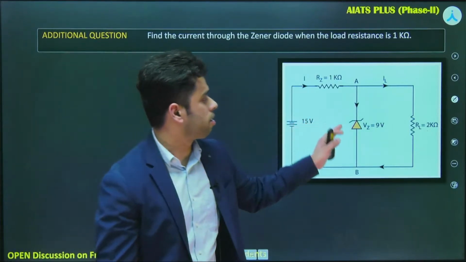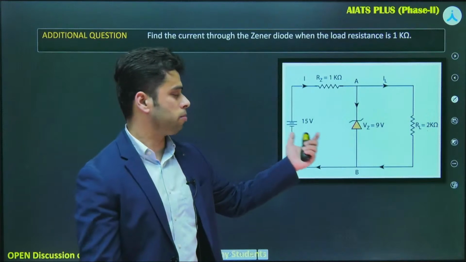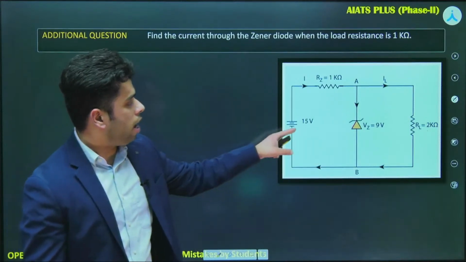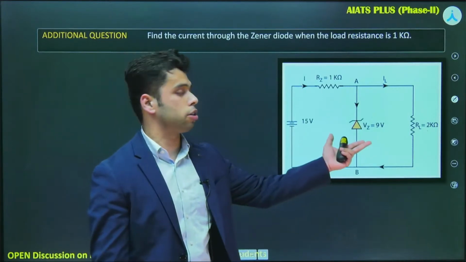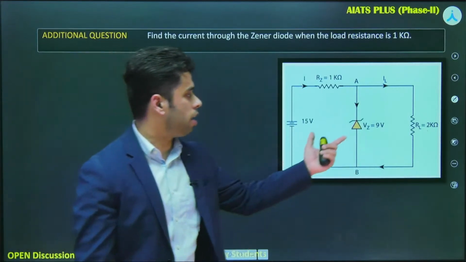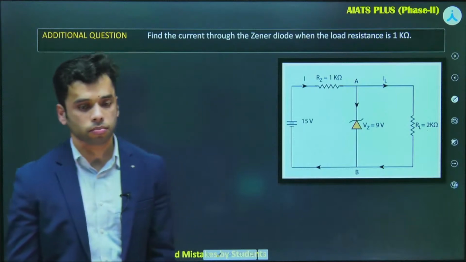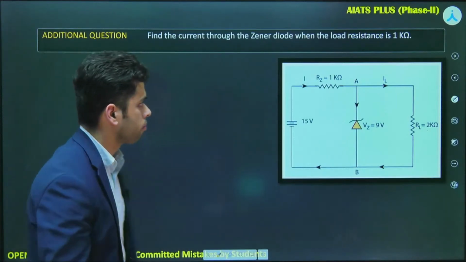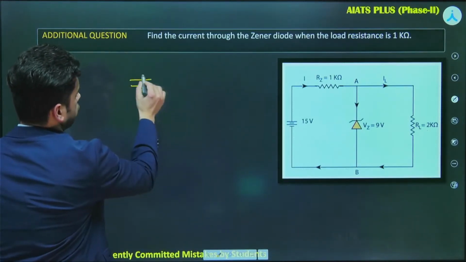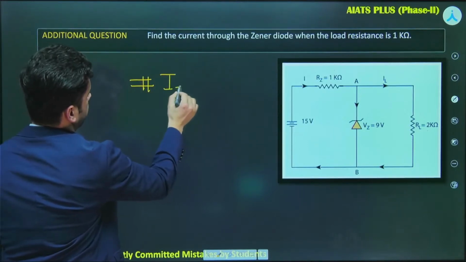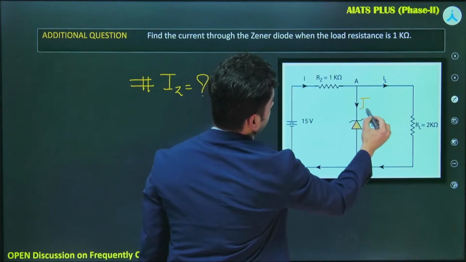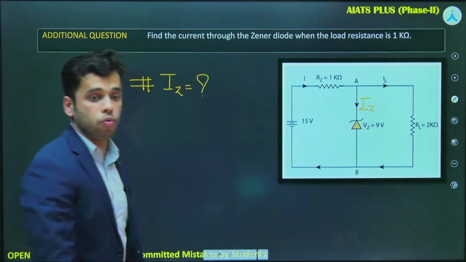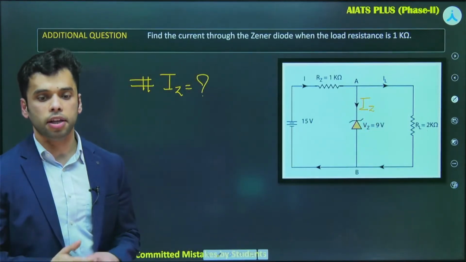The problem is very similar to the last problem that we just did. In this problem, you just need to find the current through the Zener diode, not even the power. Give me the current through the Zener diode. IZ is what I'm required to find. Let me name this as IZ. So IZ is what I'm trying to find.